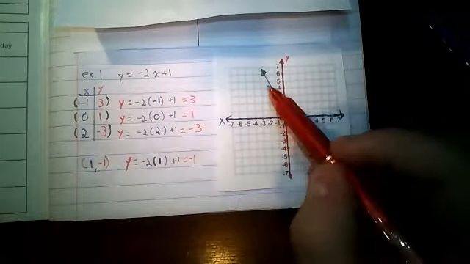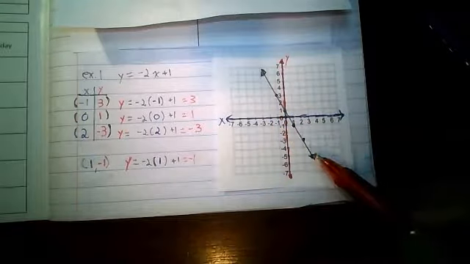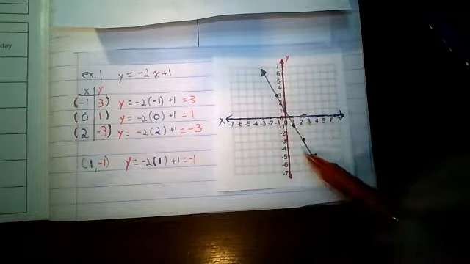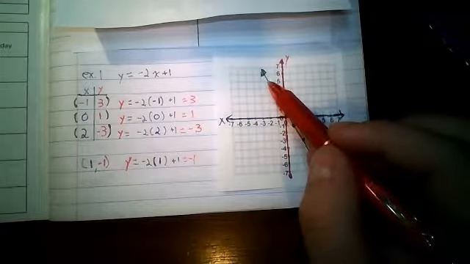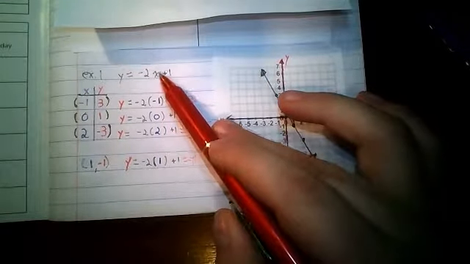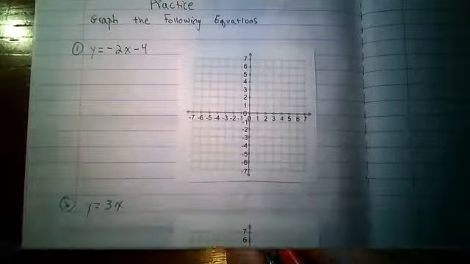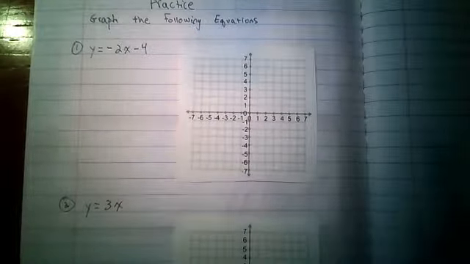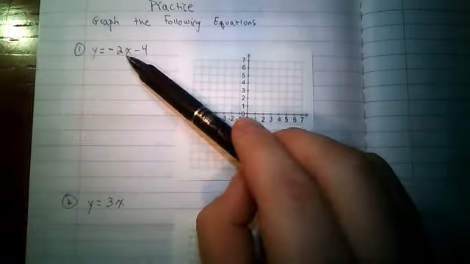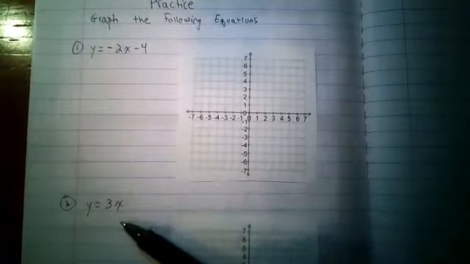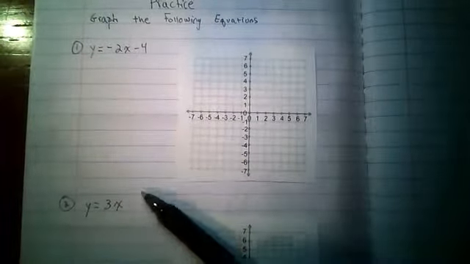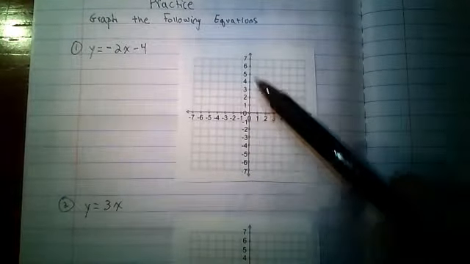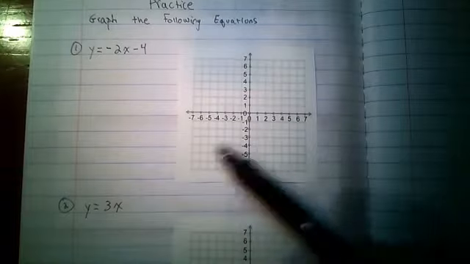And I could have picked any of these points, and they all would have been solutions to the equation. So if it's on the line, then you can put it in here, and you're going to get a true statement. On the left side of your notebook, you're going to graph the following equations. y equals -2x minus 4, and y equals 3x. So you can take the small graphs and graph your solutions on here, and then tape them in, and then go show your teacher.